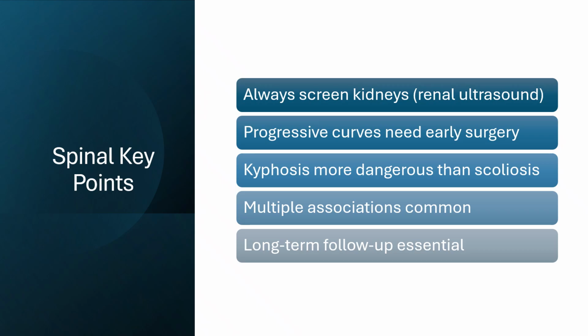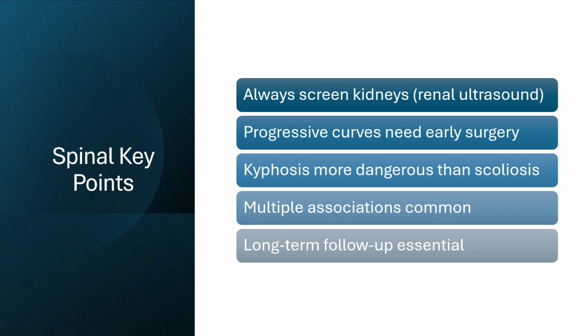The mandate to screen kidneys with renal ultrasound for every patient with congenital spinal anomalies reflects the consistently high incidence of genitourinary abnormalities in these children. This screening isn't optional or based on clinical suspicion. It's a universal requirement because the developmental relationship between the axial skeleton and urogenital system creates predictable patterns of associated anomalies that can significantly impact long-term health.